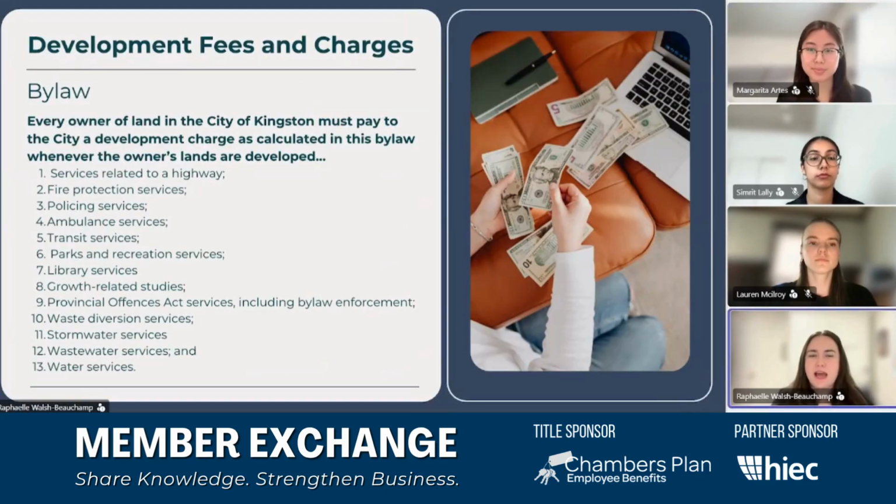The bylaw setting out development fees and charges sets out that every owner of land in the City of Kingston must pay to the city a development charge as calculated in this bylaw whenever the owner's lands are developed. On the slide are a list of services which might incur a charge for your business if you require them, including fire protection, policing, wastewater, and water services.